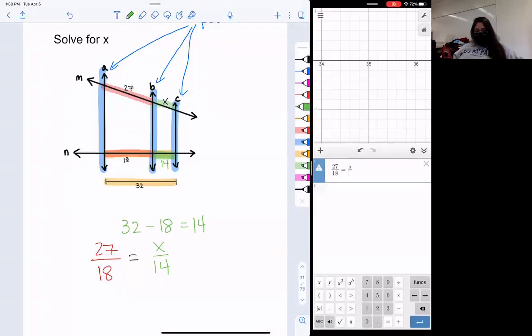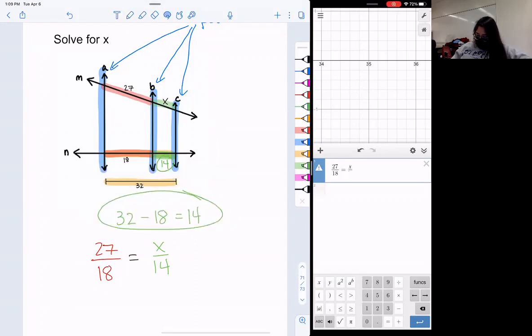Platero, the 14. The 14 came from here. So this 32 is all here, but we just wanted this little bitty part right here. So we had to subtract 32 minus 18, which is the 14. Yeah?